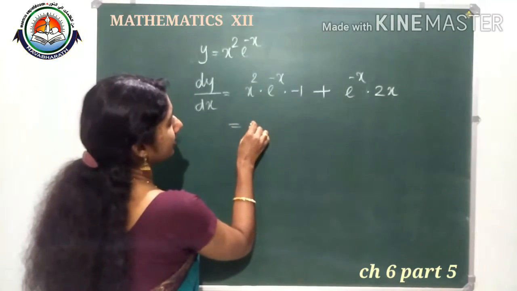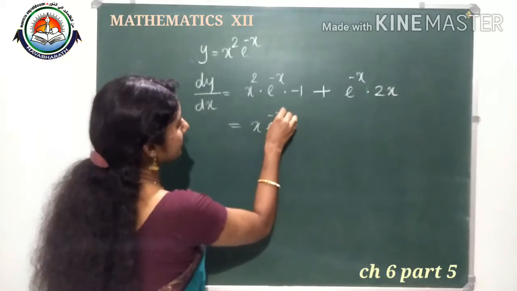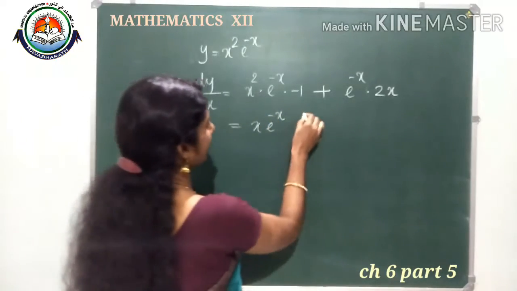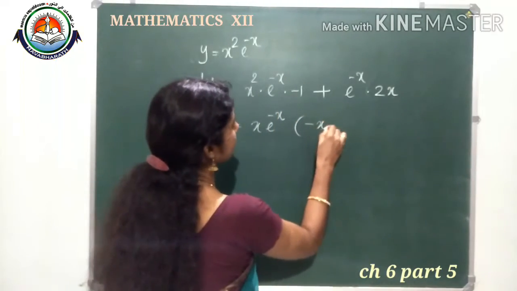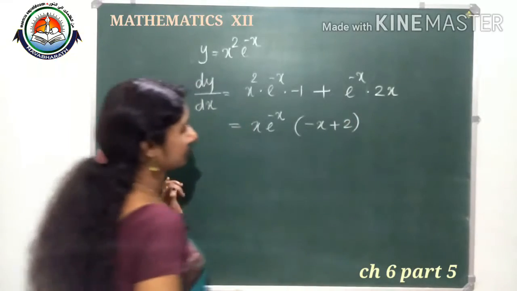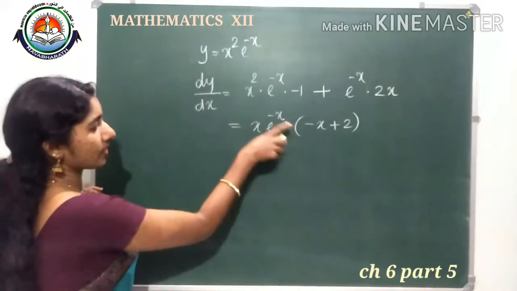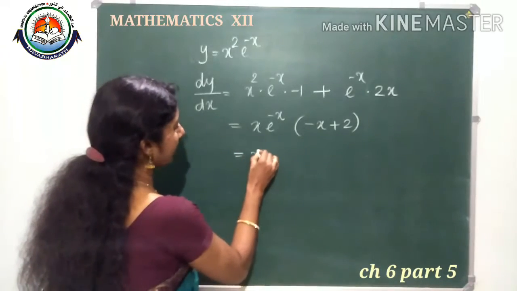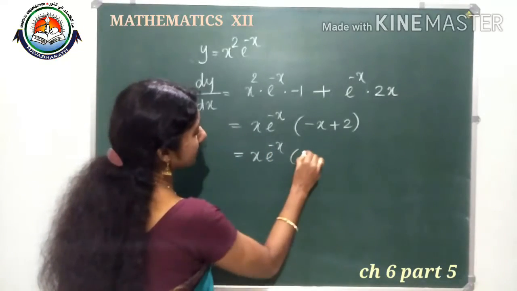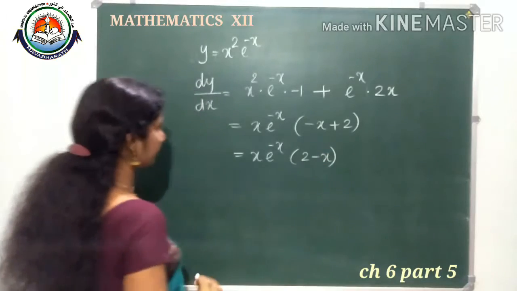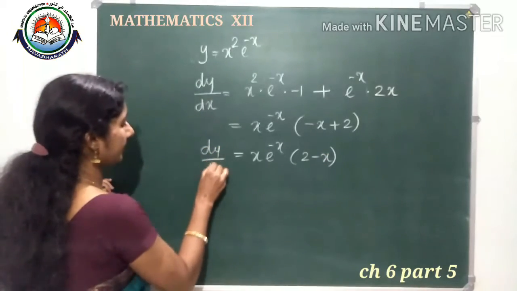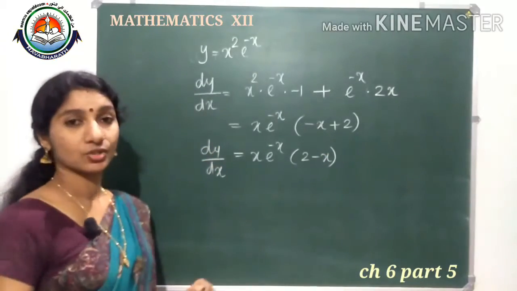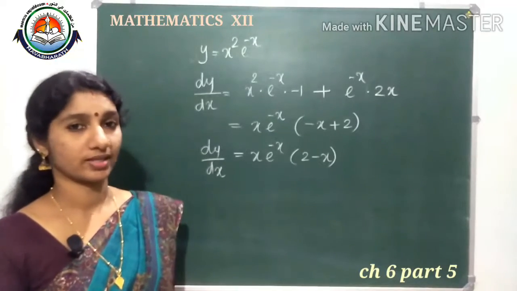We can take x e raised to minus x as a common factor. And we will get here minus x plus 2. We took x e raised to minus x outside from each term. So here x into e raised to minus x into 2 minus x. Dy by dx we got x into e raised to minus x into 2 minus x.